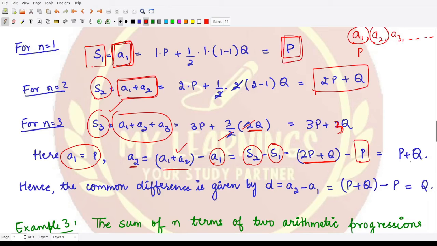So that you have p plus q as the second term. So the common difference is calculated simply by subtracting the first term from the second term, right? Our second term is p plus q, the first term is p, so their difference is q. So that means this is our common difference, and this is what we wanted to calculate in this question.